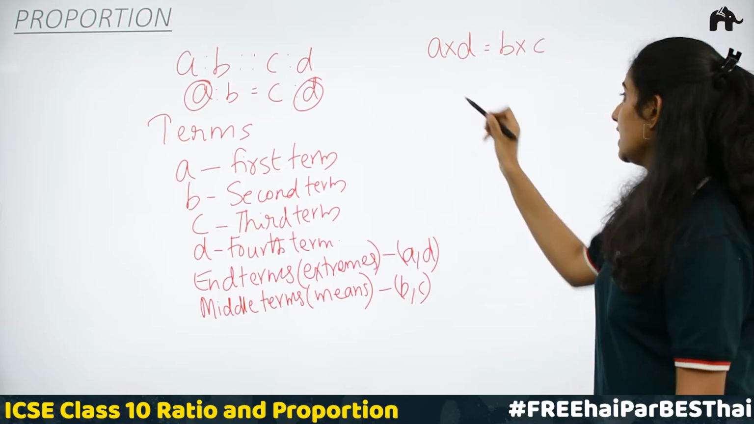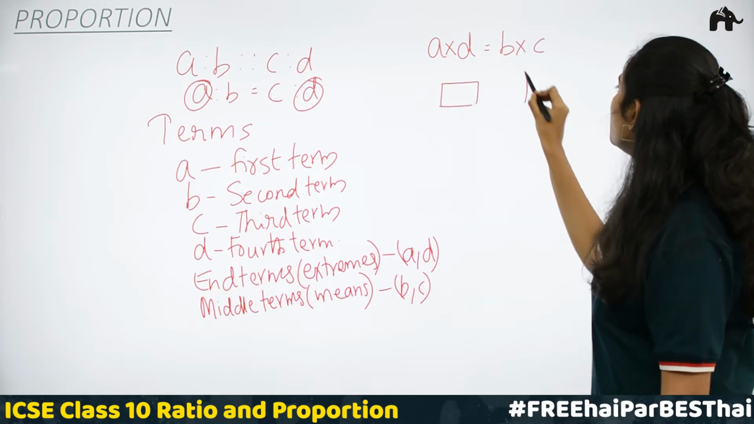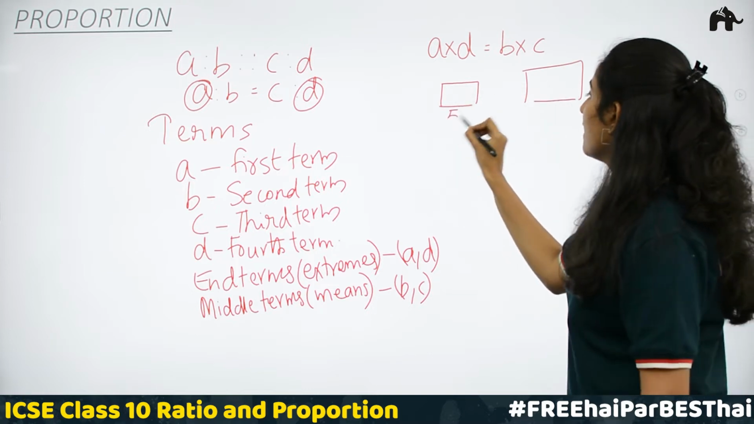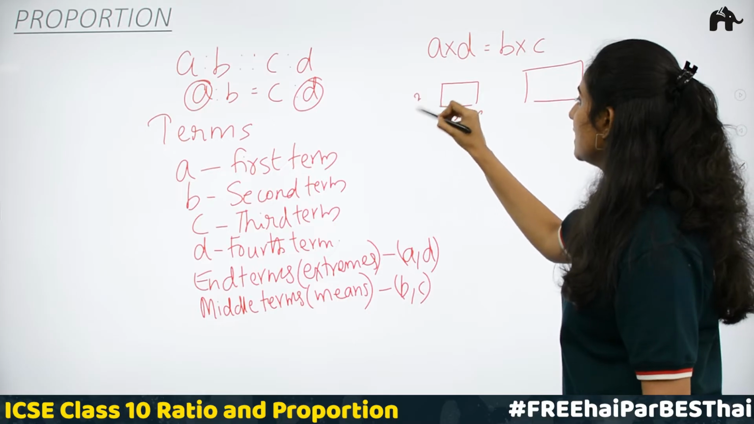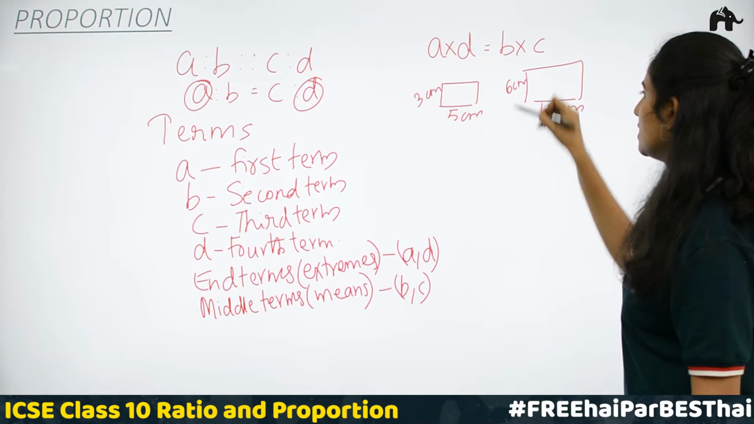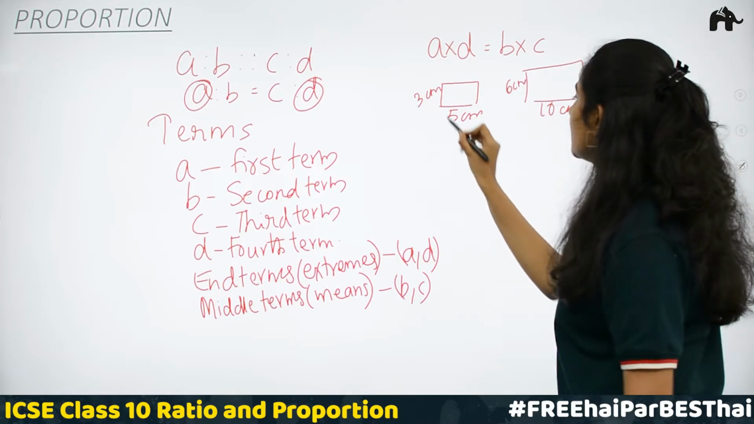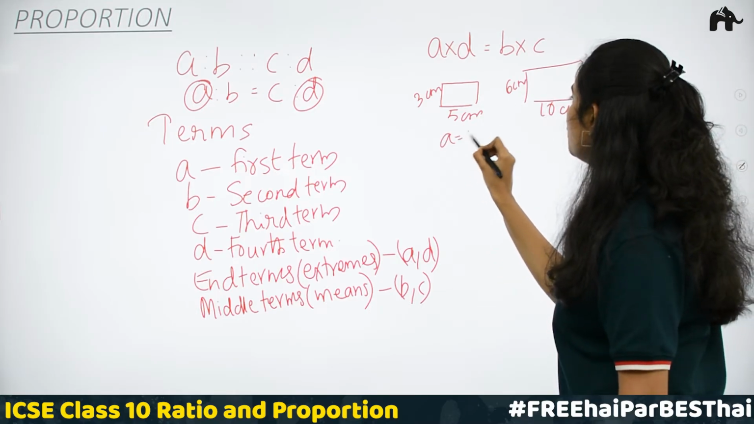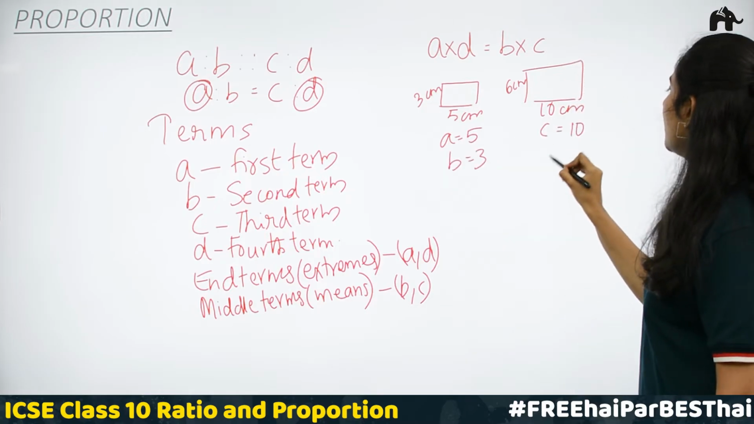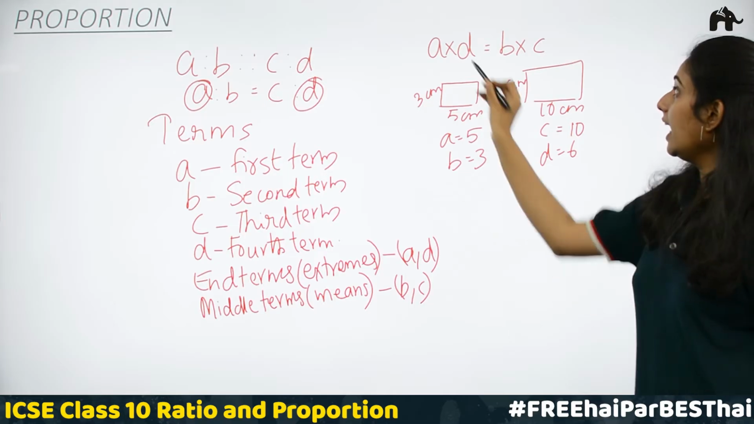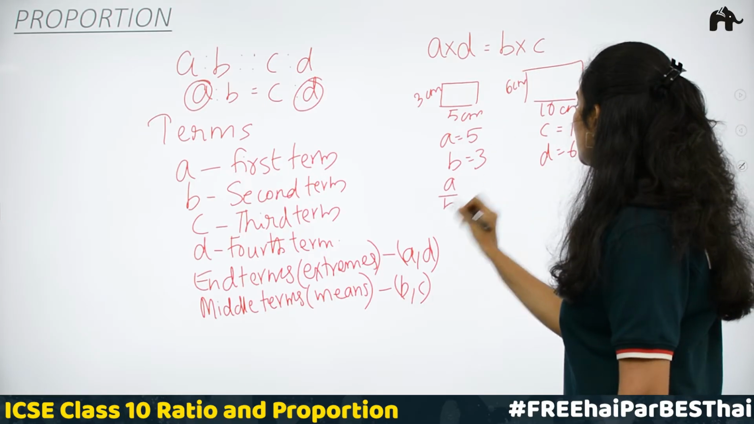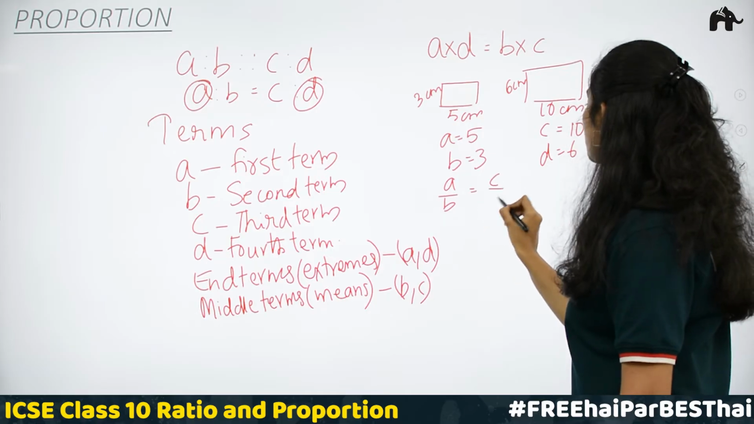Just take the previous example. We had 2 rectangles. First rectangle: 5 centimeter and 3 centimeter. Second rectangle: 10 centimeter and 6 centimeter. In this case, A is equal to 5, B is equal to 3, C is equal to 10 and D is equal to 6. This ratio is A by B, and A by B is equal to C by D.